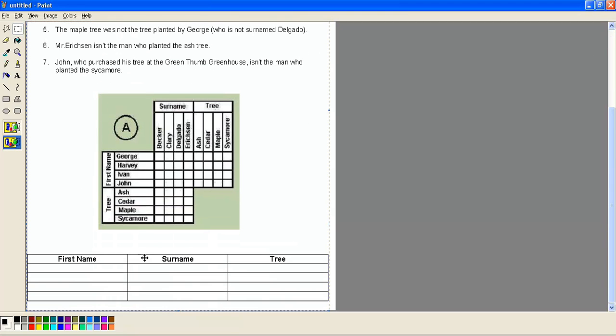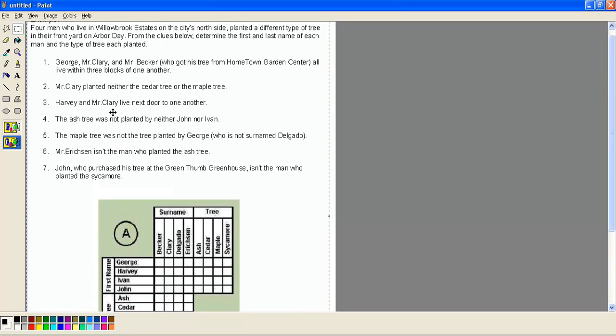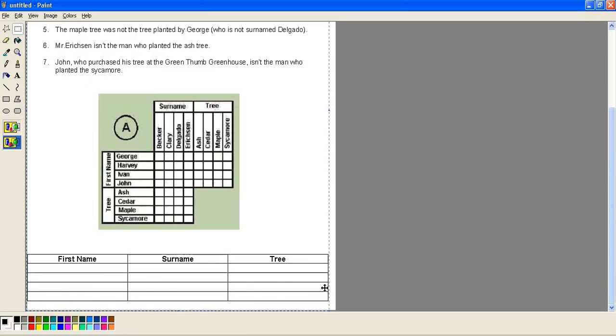So we want to fill out this table at the very bottom of the form. This is where our answer is going to be. And we need to figure out the first name that goes along with the last name and what tree each person planted. We're going to figure that out by looking at each clue and using those clues to either put an X or fill in the spot saying whether they did not or they did have that match. Based on that information, we're going to fill out the table below.